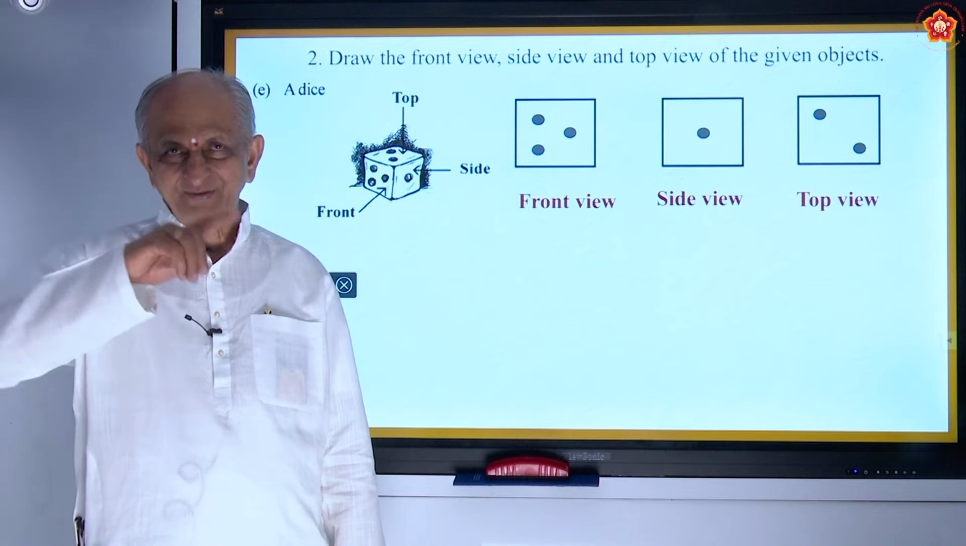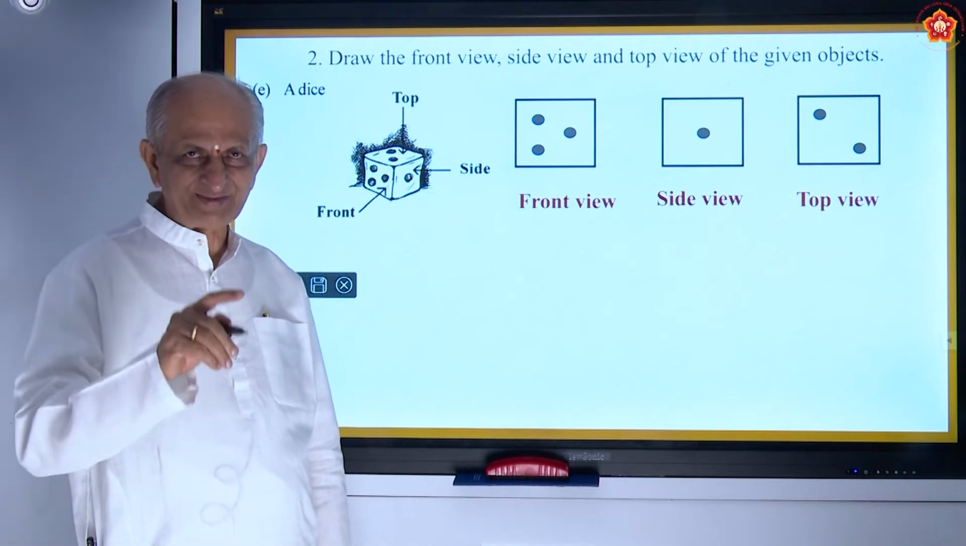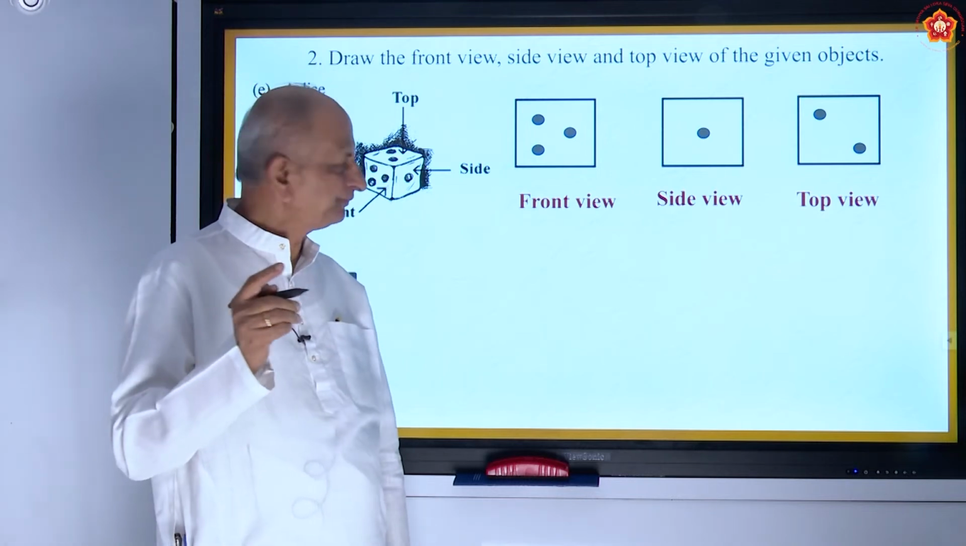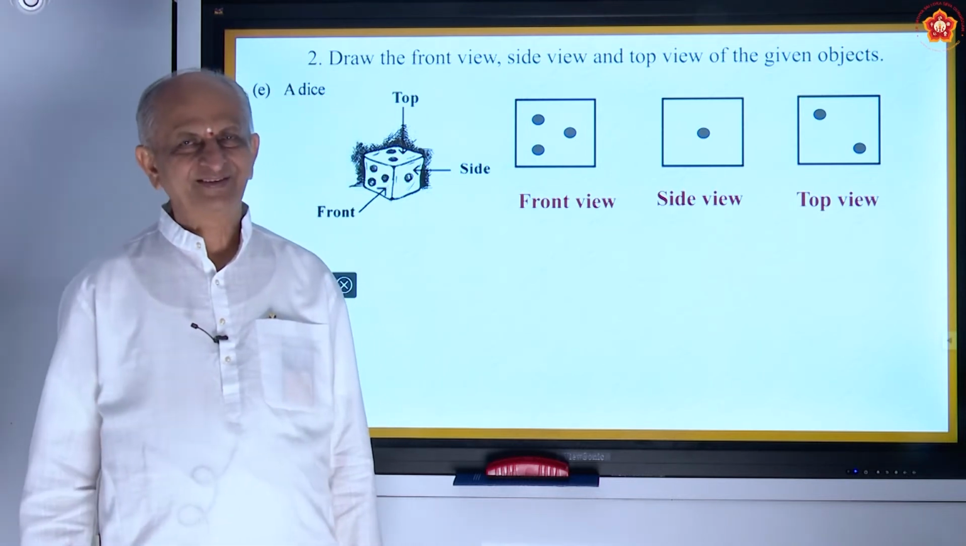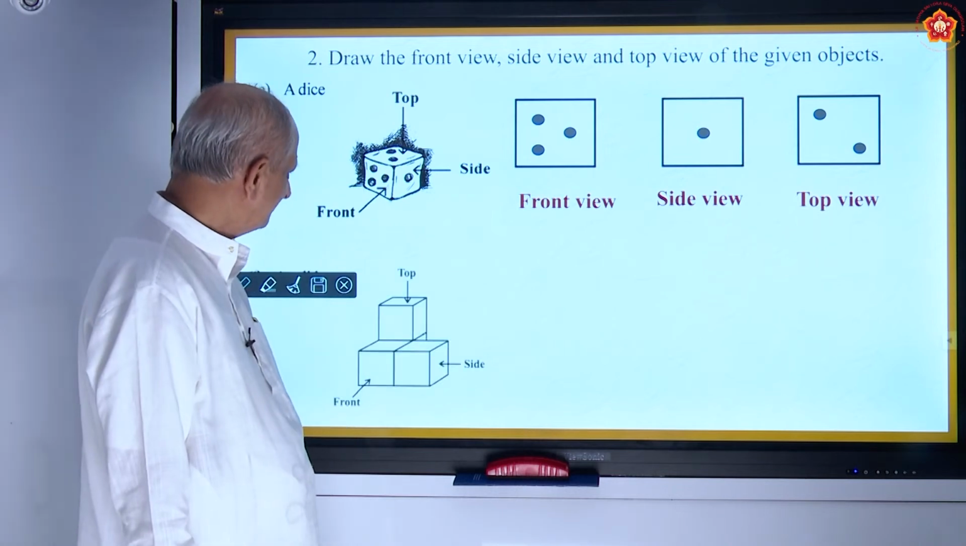Correct? So the sum of the dots on 2 opposite sides will be 7. 1 plus 6 is 7. 2 plus 5 is 7. 3 plus 4 is 7. So that is an interesting thing in the case of a die.